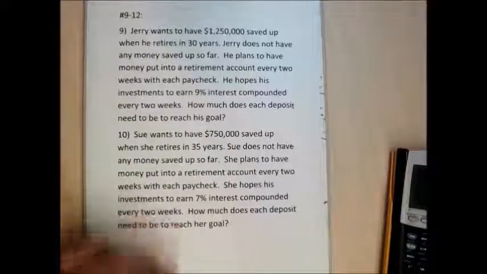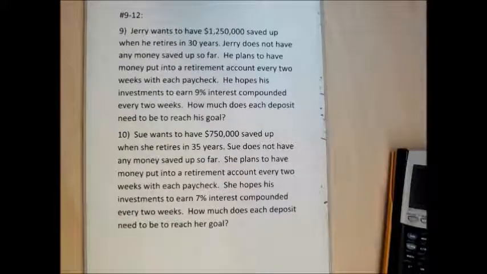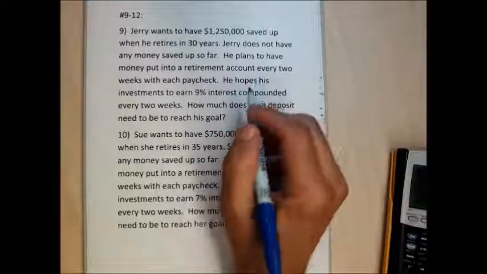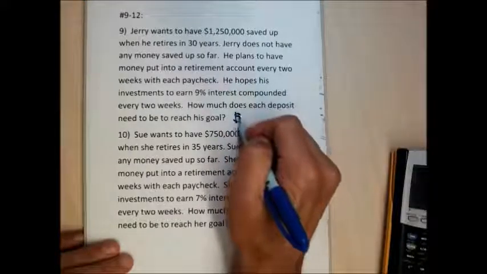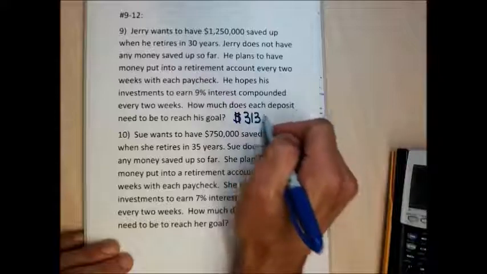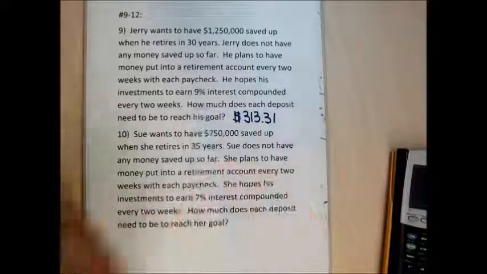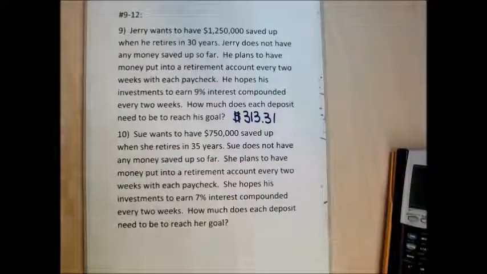All right, let's work through number 9 together. I think I have an answer written down for number 9, but I don't see it anymore. So now I'm rolling the dice when I do this. Here's the answer for number 9. I think my answer to number 9 is $313.31. So I'll work through 9 with you and we'll kind of see where it goes. I'll skip over 10.